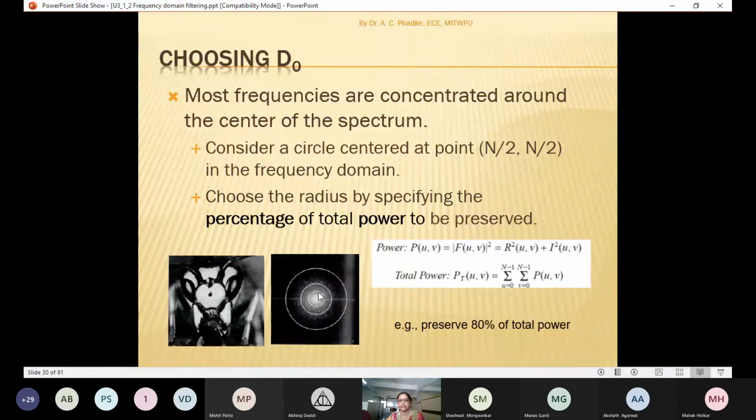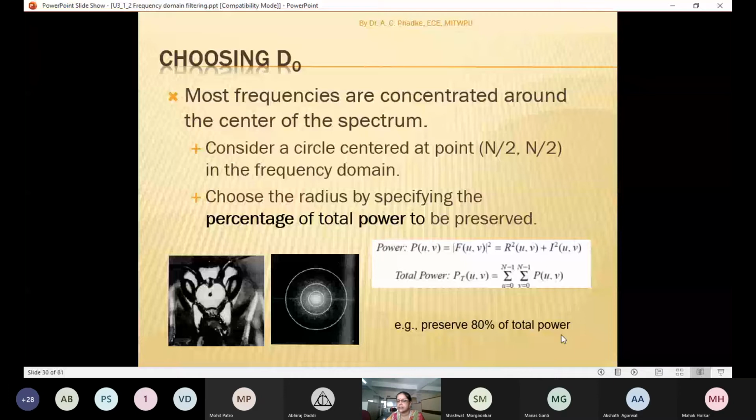Now for this image we can say this particular circle gives us a good low pass filtered image. The general criterion is to choose the radius by specifying the percentage of total power to be preserved. The total power of the transformed image is given by the magnitude of F(u,v) squared, which represents the power spectrum of your Fourier transform image. If we determine this total power, we can use a condition like preserve 80% of total power.